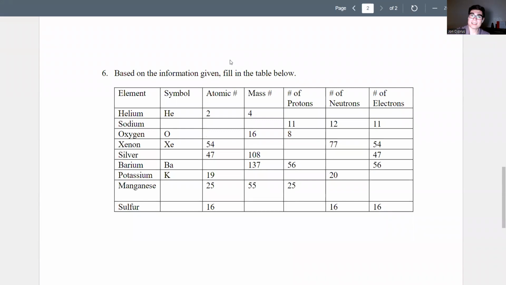So number 6, it says, based on the information, fill in the table below. This first one, helium. The atomic number is 2. You need the number of protons. This has 2 protons. The number of neutrons, we have a formula: the number of protons plus the number of neutrons is equal to, or let me make it more general, is equal to the mass.